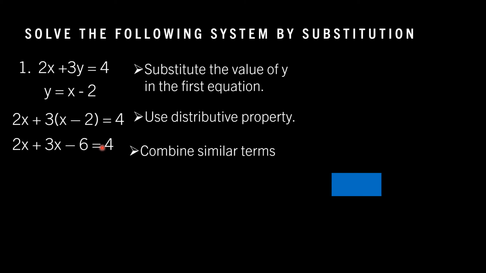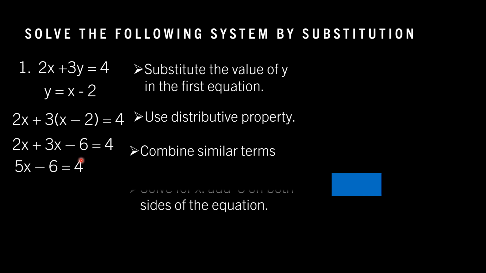Now, combine similar terms. Yung 2x plus 3x, pwede kong pagsamahin yan. Pwede kong i-add, so that is 5x minus 6 is equal to 4. Okay, now, I want now to solve for the value of x. So, how can I get rid of negative 6 here na kailangan at yung 5? Kasi kailangan x lang matitira sa side na to. So, ang gagawin ko muna, alisin ko muna yung negative 6. So, by adding 6 on both sides of the equation.